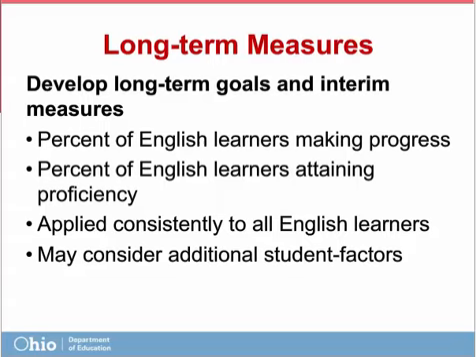The measures may also consider one or more of the following student level factors at the time the student is identified as an English learner. Number one, the amount of time in language instruction educational programs; number two, the grade level of the student; number three, the age of the student; number four, the student's native language proficiency level, meaning is the student otherwise on track in his or her native language; and five, whether the student has had limited or interrupted formal education prior to coming to the United States.